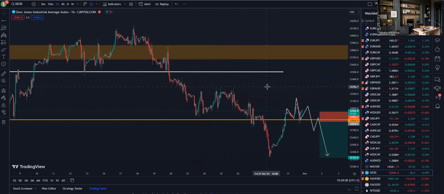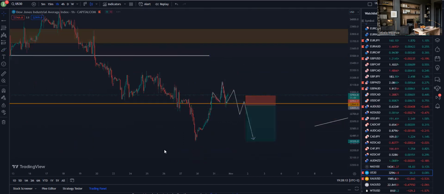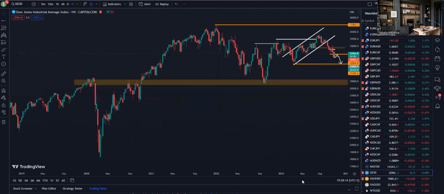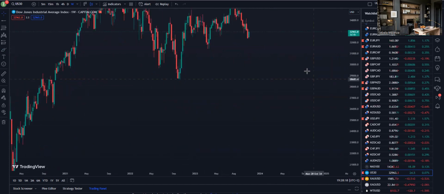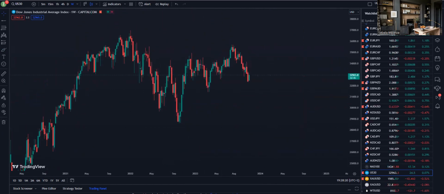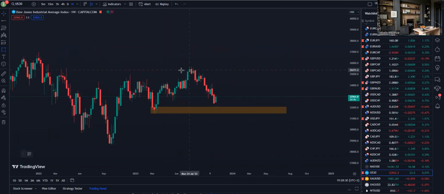USD, still waiting for a break to the downside. So let me just break it down for you. On the USD, guys, we are still inside this range. We have a nice demand zone there, and you have the highest point here.